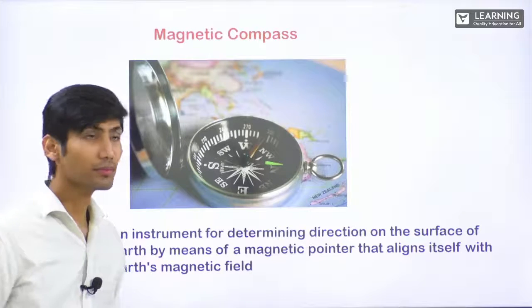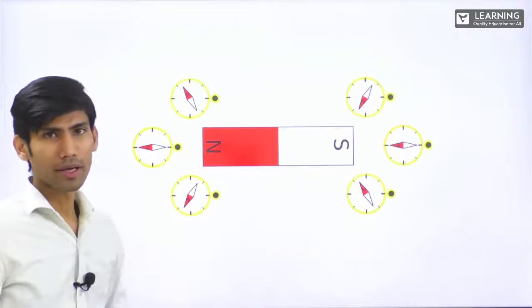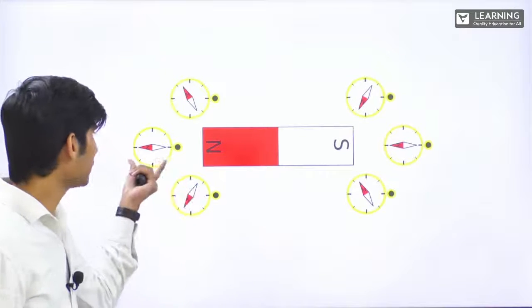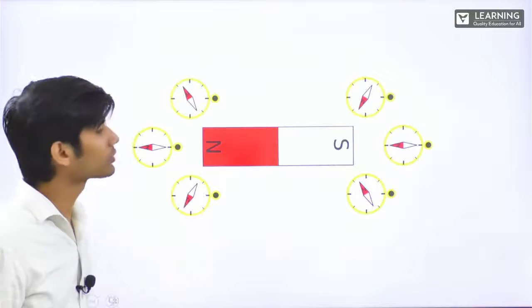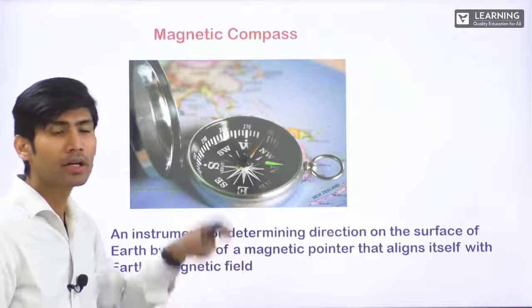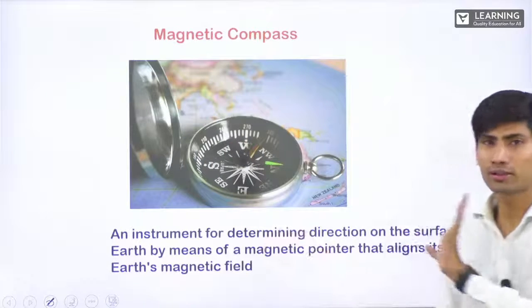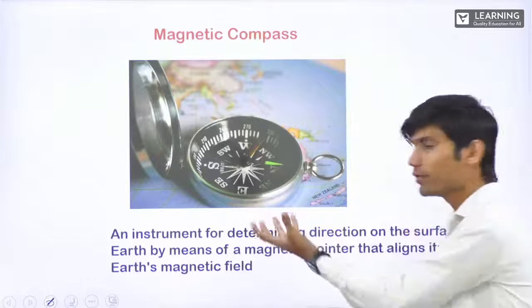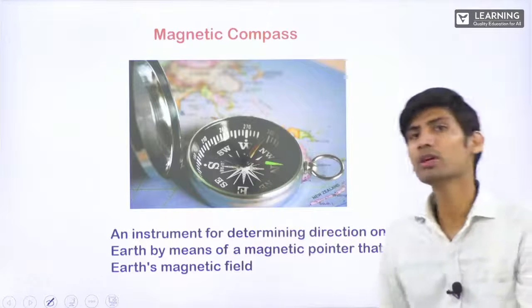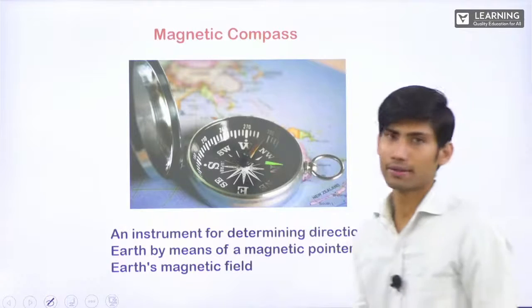Alright. Now, if there is a bar magnet, if you keep a magnetic compass near to it, it is not like this compass will only align itself towards Earth's magnetic field. Whichever magnetic field is stronger near to it, it will align itself in that way. So we make sure whenever we are seeing the direction from a compass, we do not keep any other magnet nearby. Otherwise, it will not show the correct direction.